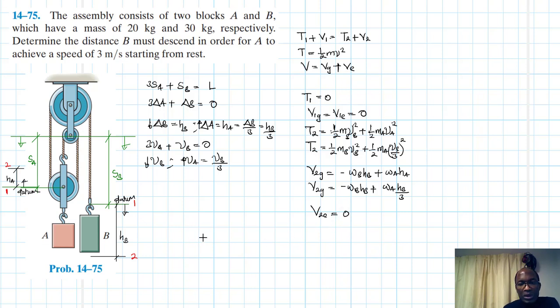So writing this in one equation, I will have a 0 just equal to half MB VB squared plus half MA VB over 3 squared minus WB HB plus WA HB divided by 3. So let's assign some numbers. MB is just equal to 30.